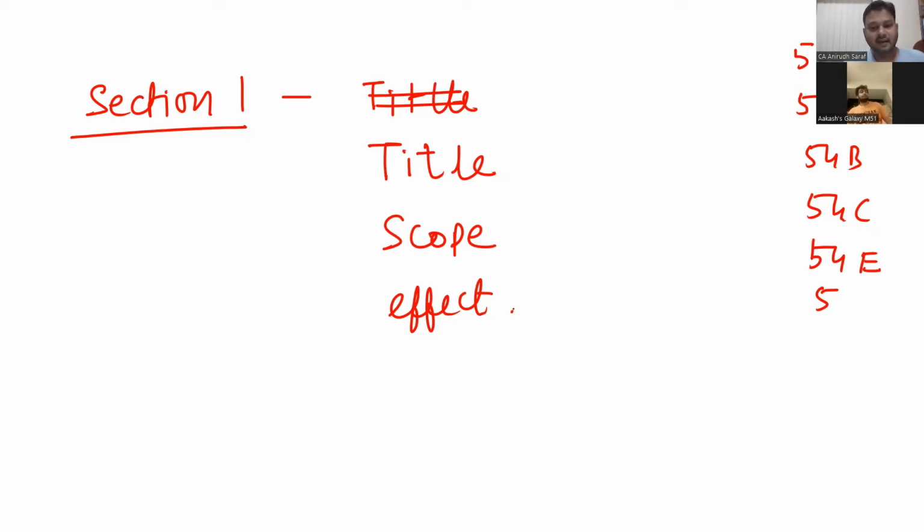So it reads, be it enacted by Parliament, this act may be called the Indian Income Tax Act 1961. That is the title. It is called the Indian Income Tax Act 1961. Second is the scope, to whom it applies. It says it extends to the whole of India. That means the scope of this act is it applies to the whole of India.